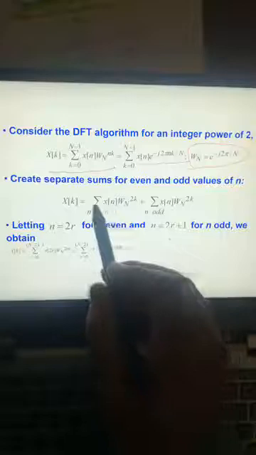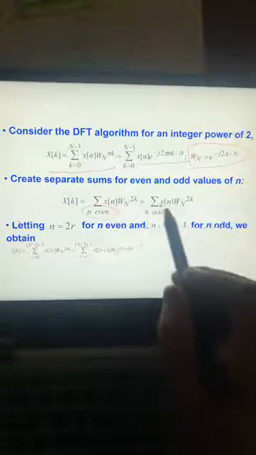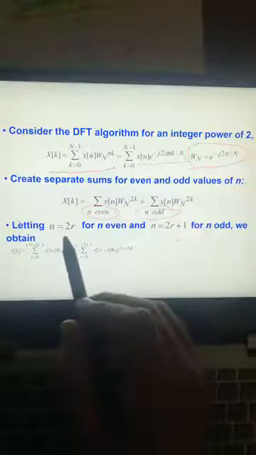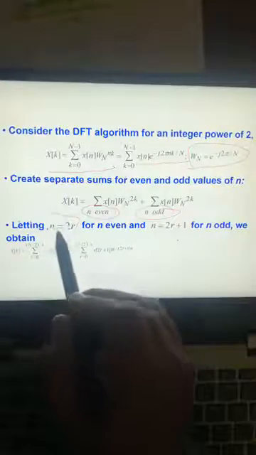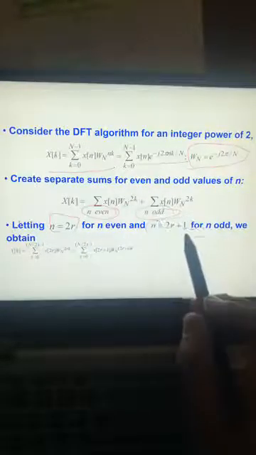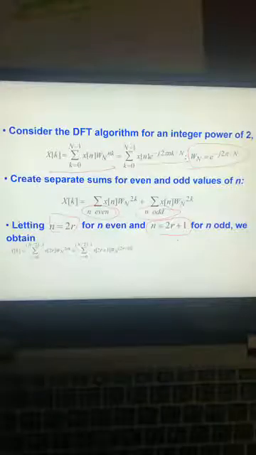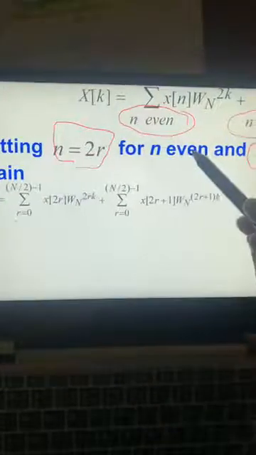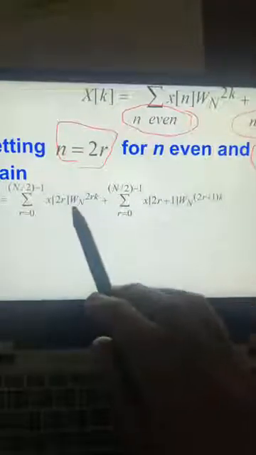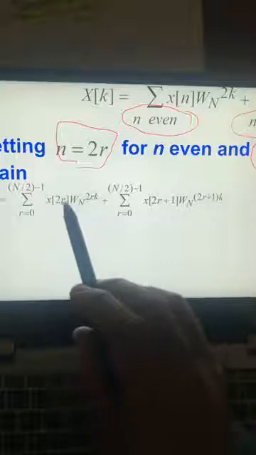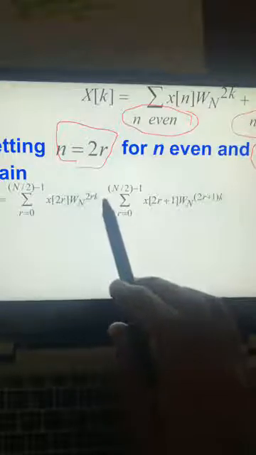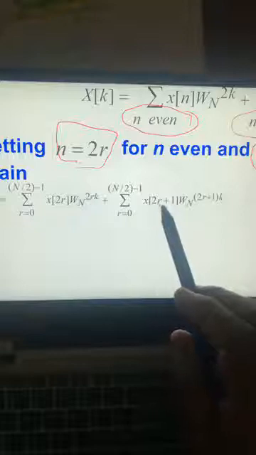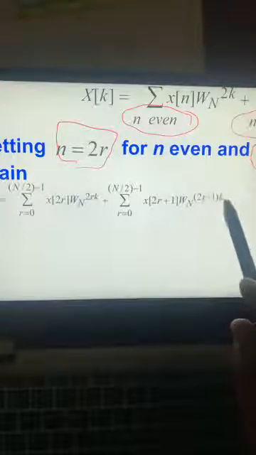And then we split it into 2 parts, n even and n odd. For even we can write n as 2r, and for odd we can write n as 2r plus 1. So that will change the summation, and this is the important summation that we have seen. This is the summation which is now changed. For the even, you have a 2r here and W_N^{2rk}, and for odd you have 2r plus 1, W_N^{(2r+1)k}.